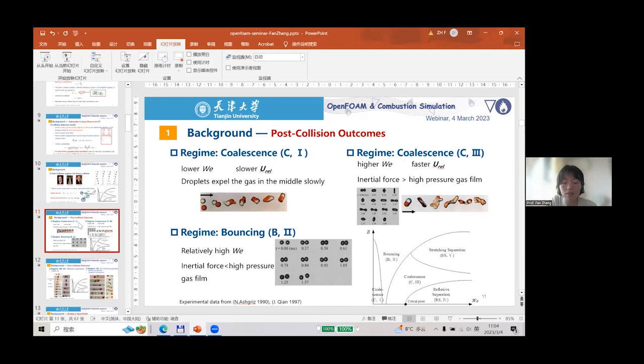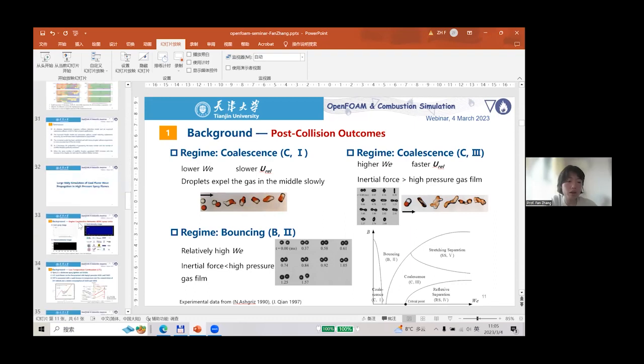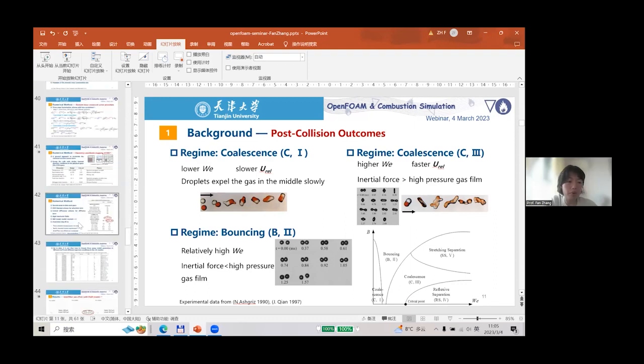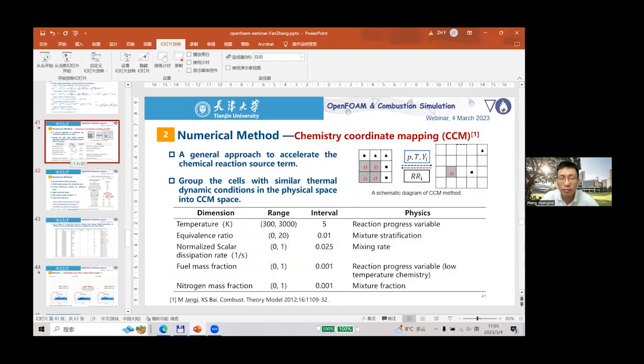But how about the breakup model in the second case, in the LES case? Breakup model. We also use the hybrid breakup model. Oh, okay. I didn't give it. Sorry. Yeah. Because there is actually a droplet resolution problem.